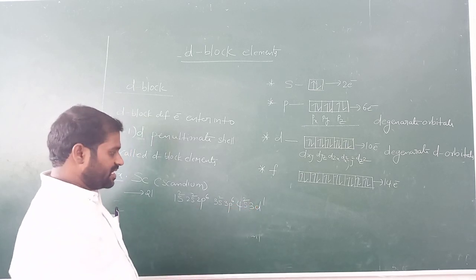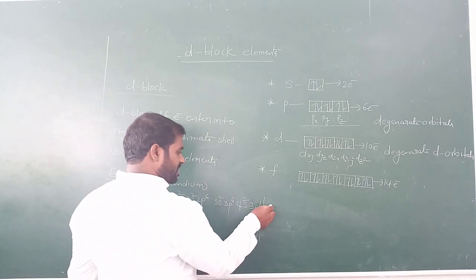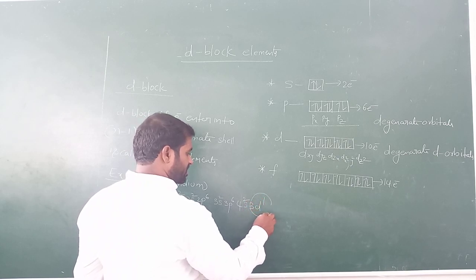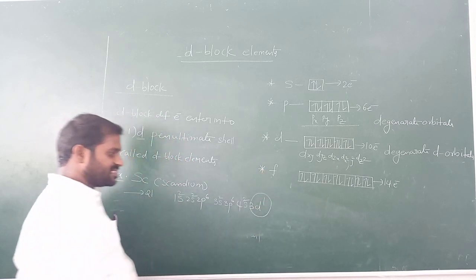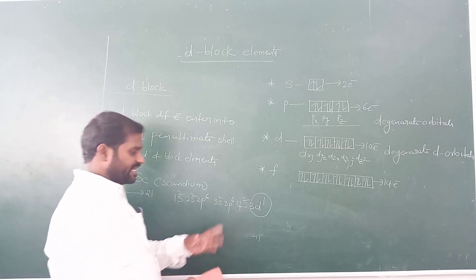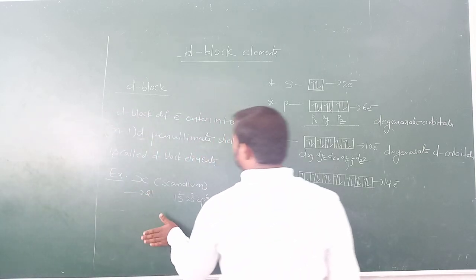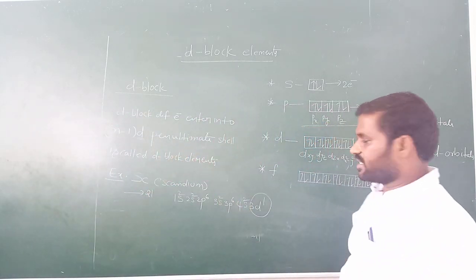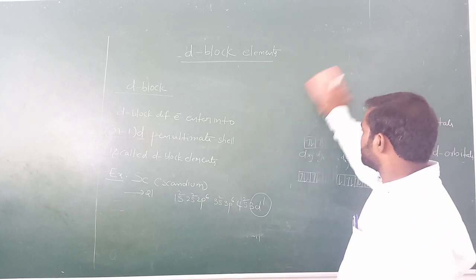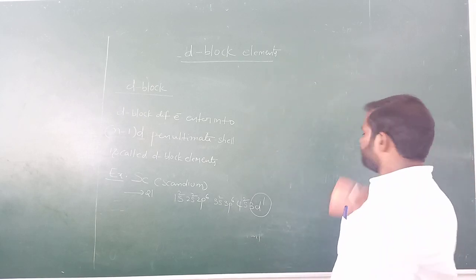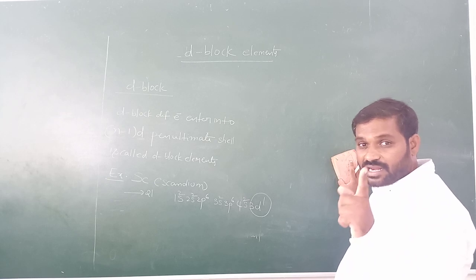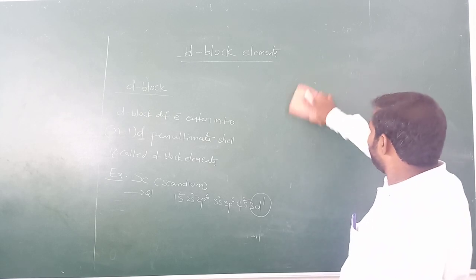Clear? The last electron enters into which orbital? D orbital. Am I right? D orbital or not? D. So scandium belongs to D block element or not? Clear? D block element. Is it clear? All of you? Here the differentiating electron enters into the D orbital.